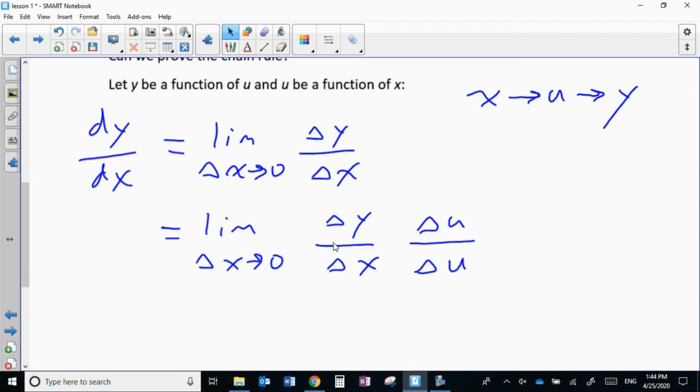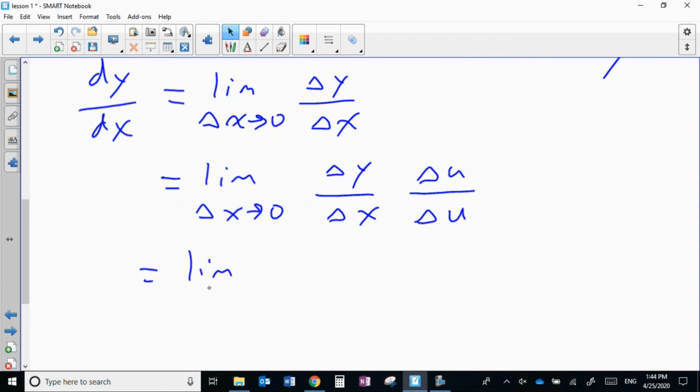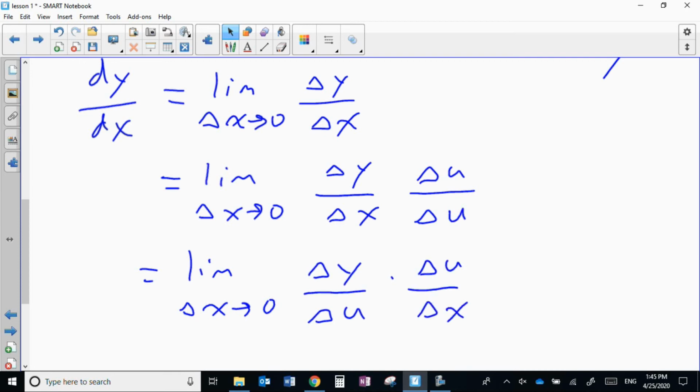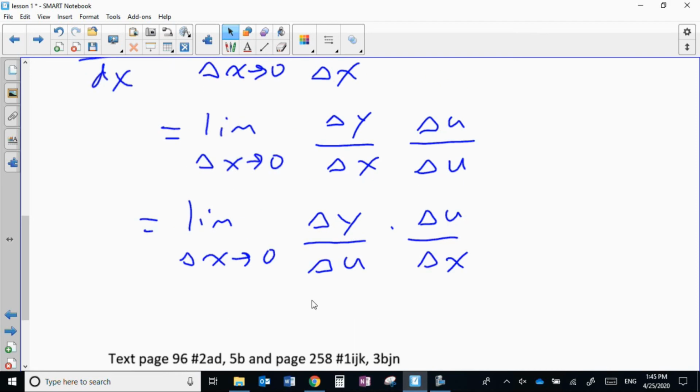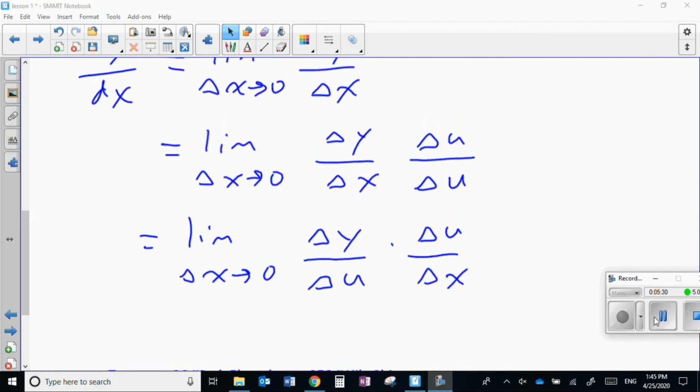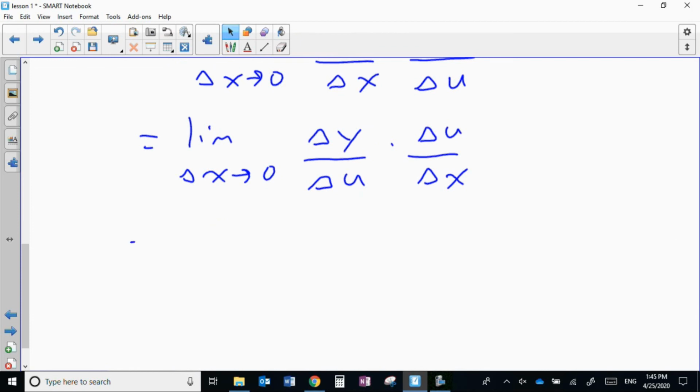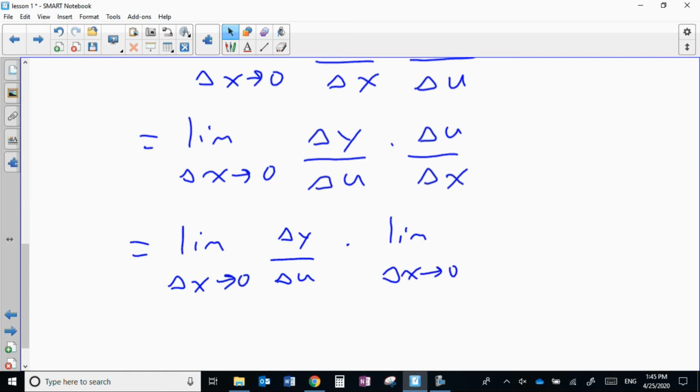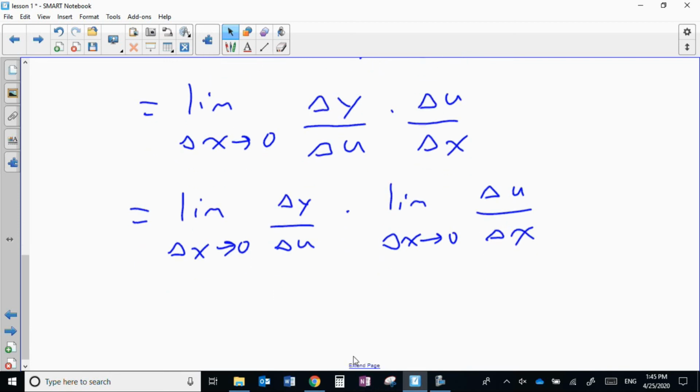We can then rearrange that so it looks more like the chain rule. In fact, we'll then write the limit in two different spots. Like that.